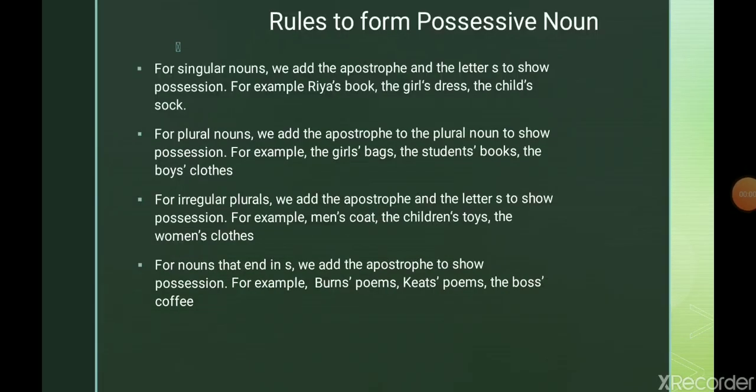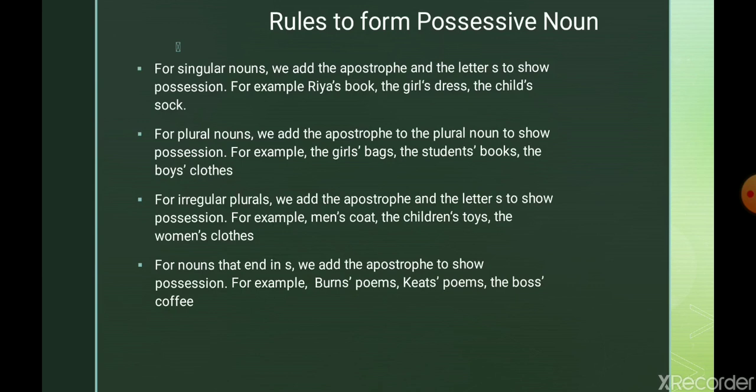In this slide we will learn the rules to form possessive nouns. As we all have understood, the possessive form of a noun shows possession or ownership, right? So now we will learn the rules to form possessive nouns. So let's see rule number 1. What does rule number 1 say? For singular nouns, we add the apostrophe and the letter s to show possession.